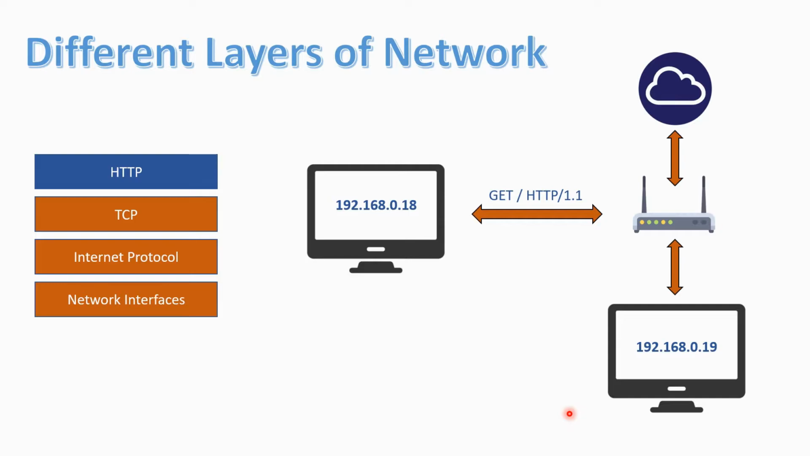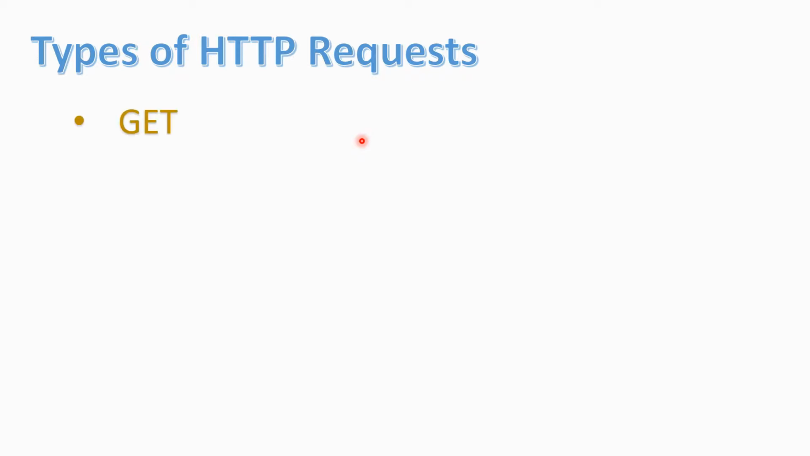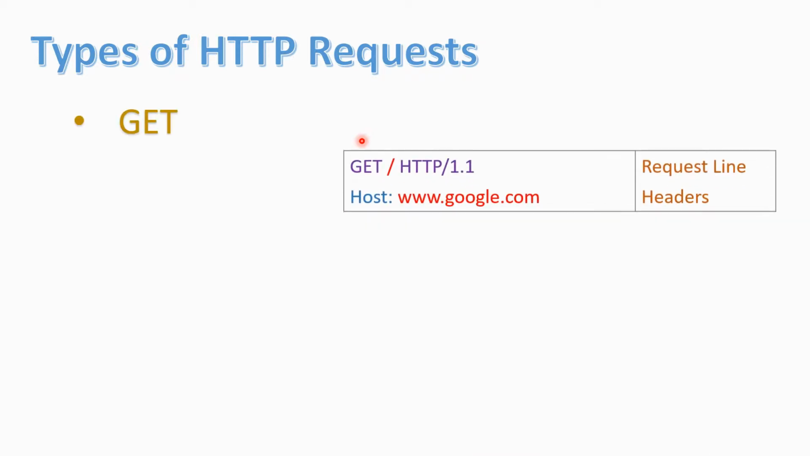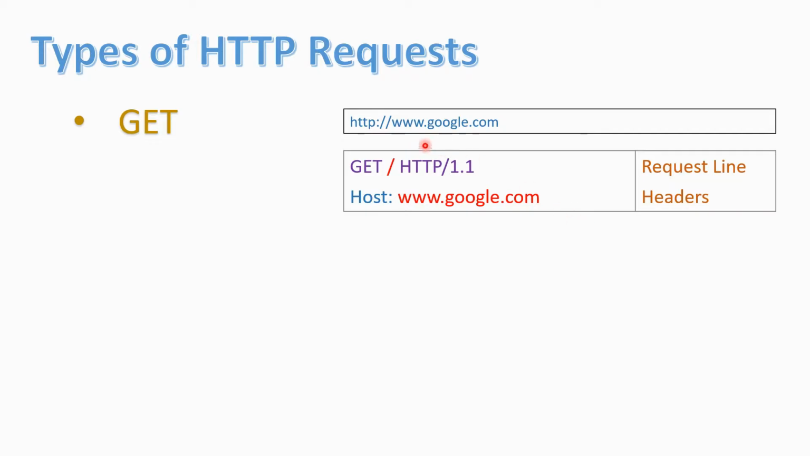So basically there are different types of HTTP requests. The first type of HTTP request is the GET request. This is how the GET request packet looks. The first line is the request line and the second line is the headers, or the header. When we try to access google.com, this type of GET request packet is generated. The browser usually attaches more headers one below the other, but this is just an example.